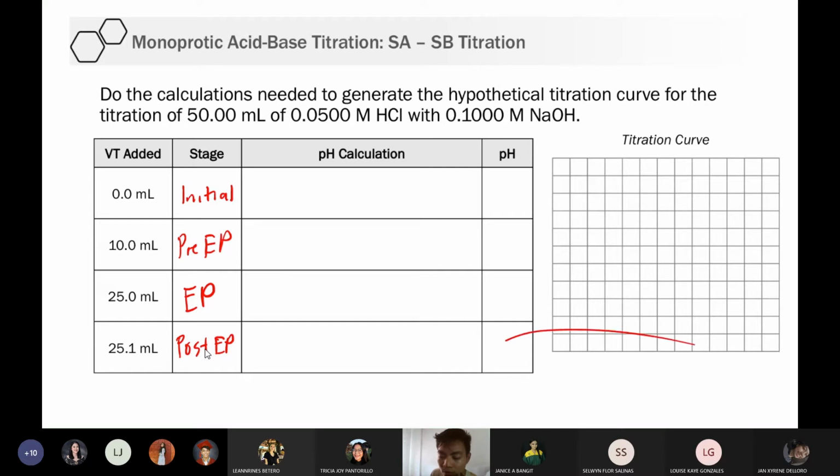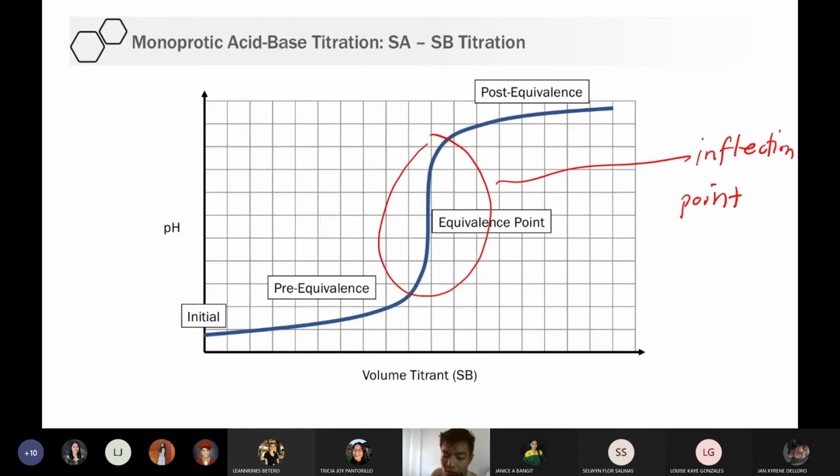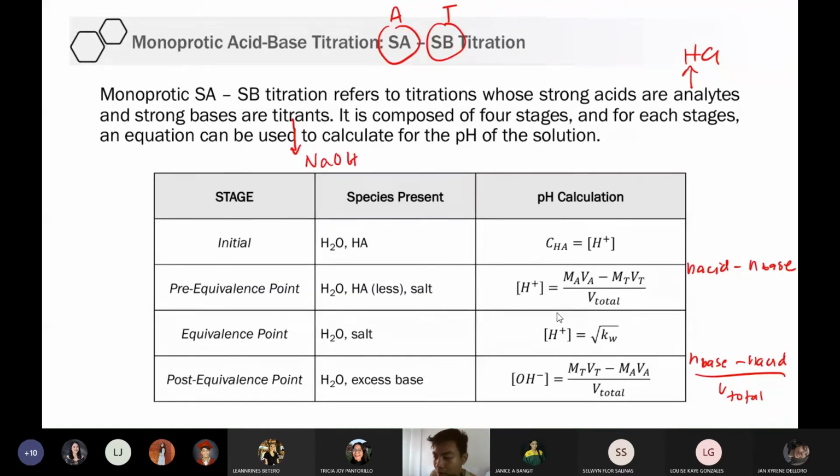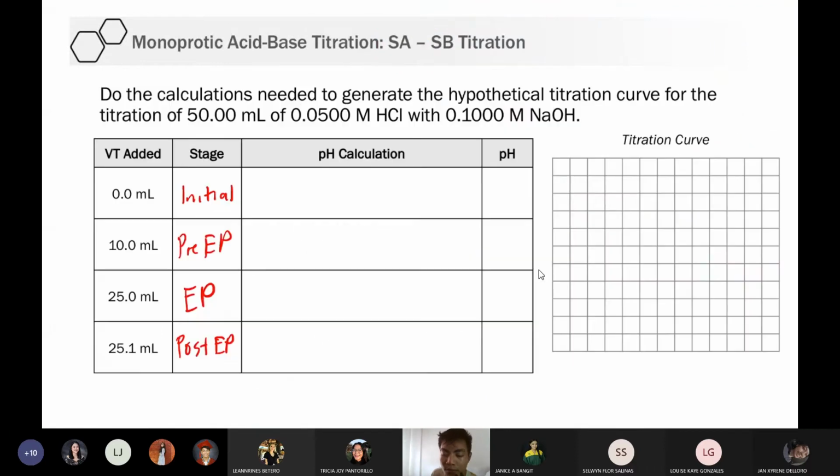So, since alam ko na yan, alam ko na yung equations na gagamitin ko. Ito yon. So, pag alam ko na yung equations ko, I can now solve for the pH. Okay? So, let's start.